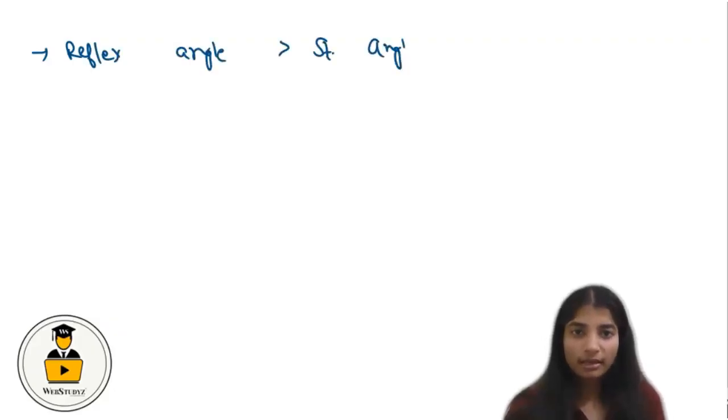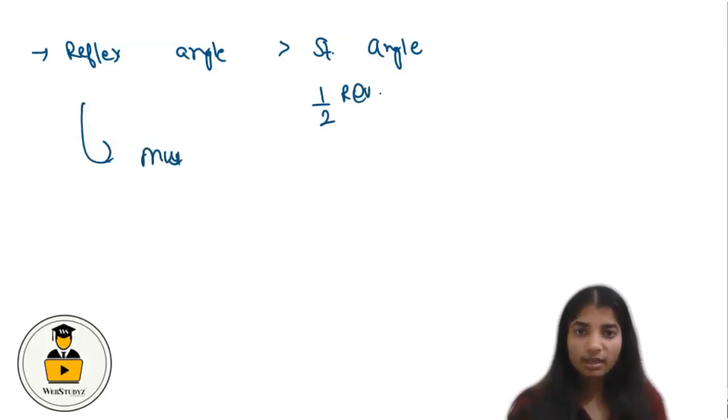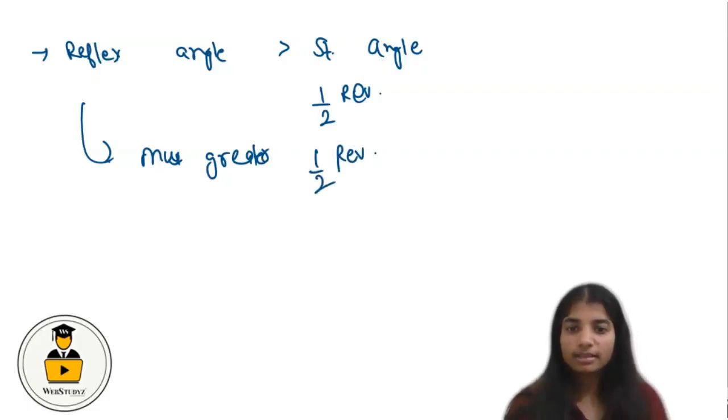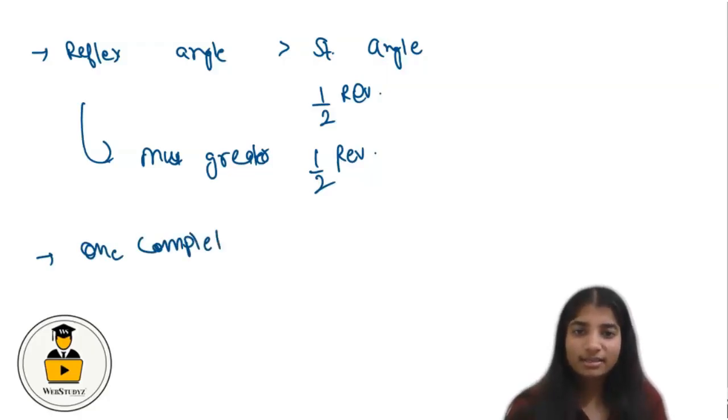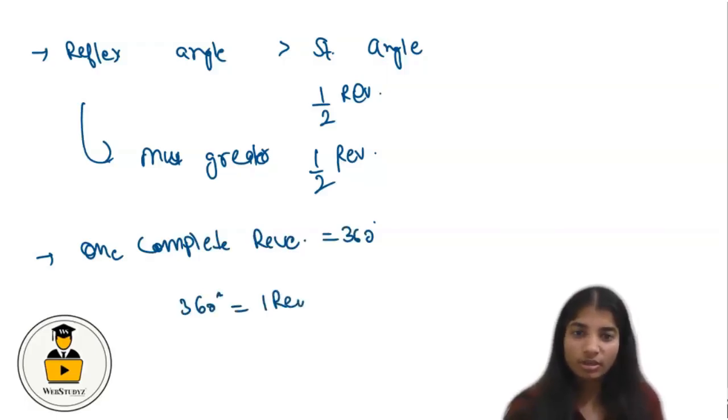Next is the reflex angle. A reflex angle is greater than the straight angle, and we know that a straight angle is 1 divided by 2 of a revolution. So we can say that a reflex angle must be greater than 1 divided by 2 part of a revolution. Now next is one complete revolution. As its name suggests, one complete revolution is equal to 360 degrees. So these are some basics about the question.